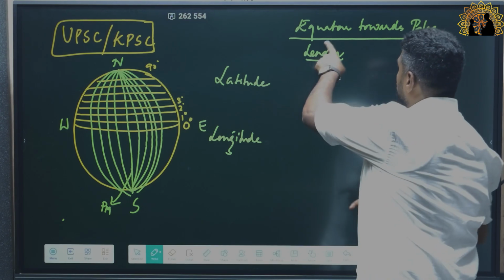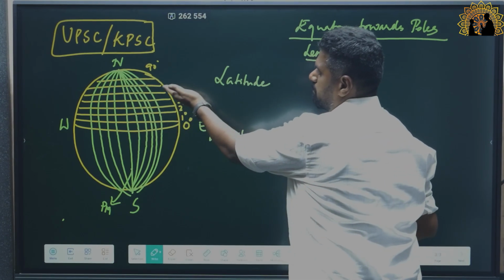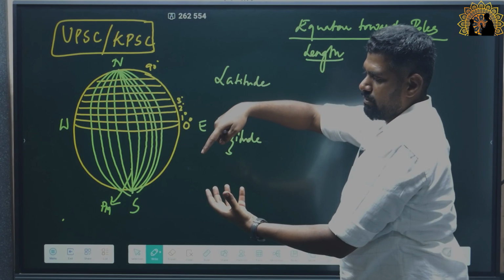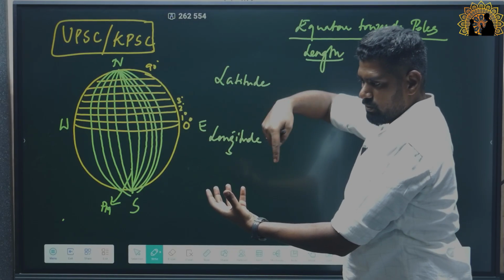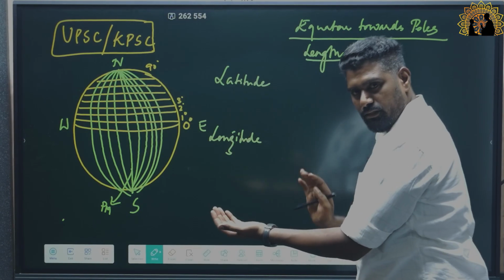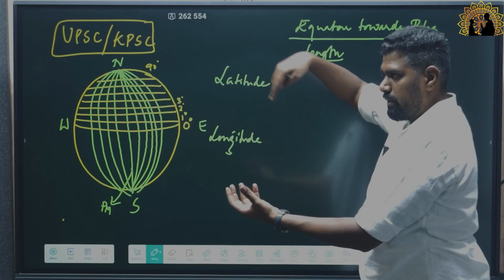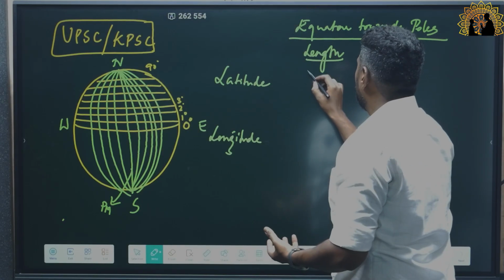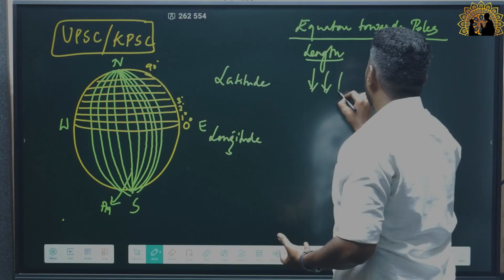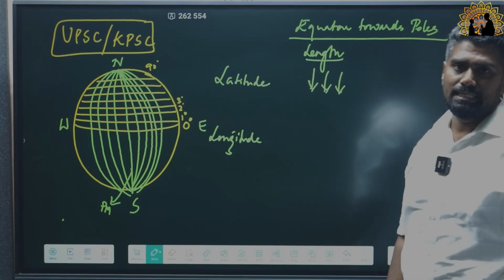Can you observe here? As you go from the equator towards the pole, the length of the latitudes, the equator is the largest one. Above that, the length is decreasing because of the curvature of the shape. So the length of the latitudes decreases if we go from the equator towards the pole.